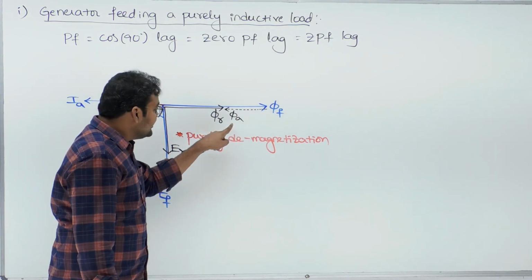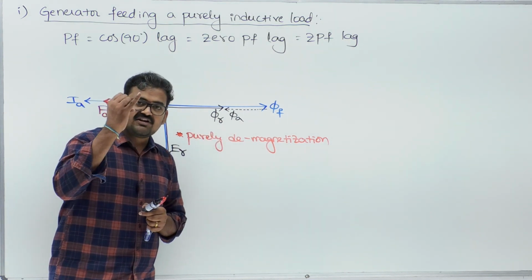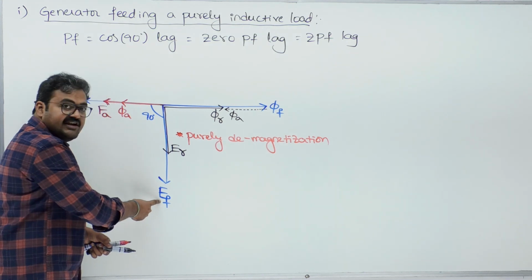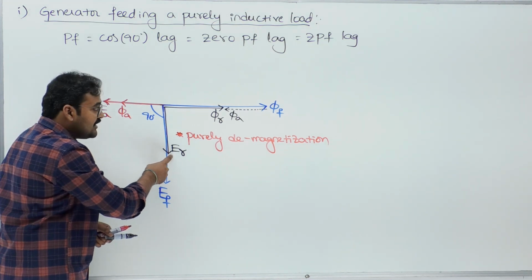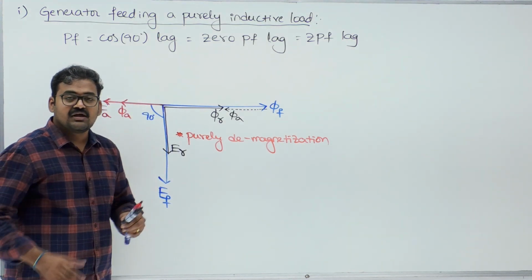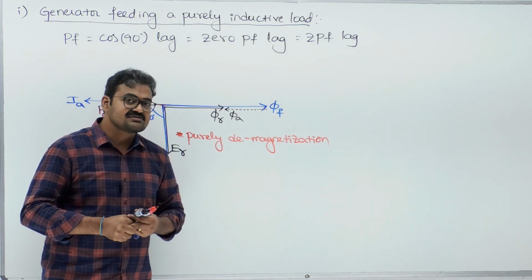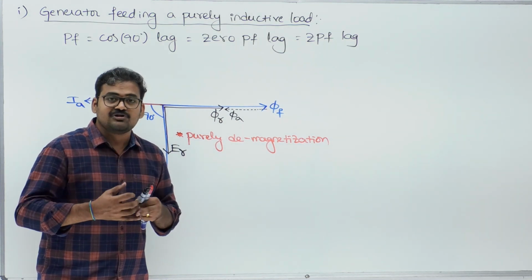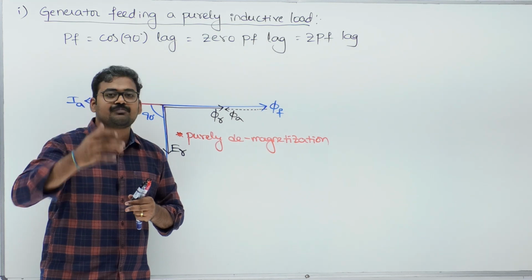Then what about induced EMF due to armature flux? There are three fluxes now: main field flux, armature flux, resultant flux. Main field flux induces main field EMF EF. Resultant flux induces resultant EMF ER. Then armature flux should induce armature EMF in the machine, right or not? Armature flux induces EMF in armature winding. That means which EMF is it? Please try to concentrate. These theoretical concepts you need to understand very carefully. That's why synchronous machine is called a little difficult subject, because you have to use your brain.